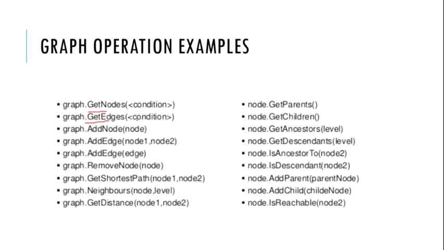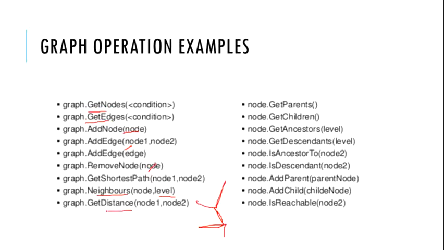Then get edges. It gets me all of the relationships between the nodes, so I can take any two nodes, or any two sets of nodes, and get the edges between them. Then we can add nodes, add edges, remove nodes. Shortest paths, we can get neighbors. Network connectivity can be found very nicely by getting the graph neighbors, and we can also specify how many levels of neighbors we need. Only the immediate ones, the ones that are directly connected, or also the neighbors of the neighbors.